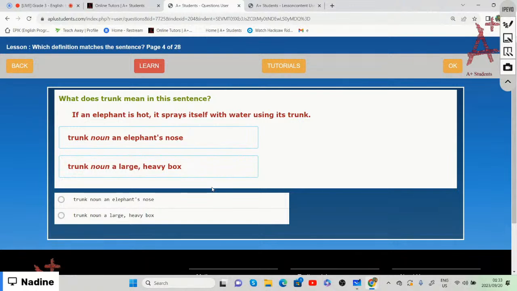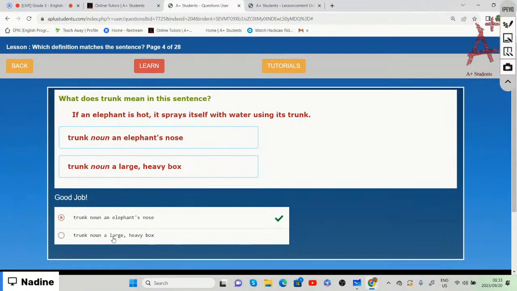An elephant's nose or a large, heavy box? So, in this case, if an elephant is hot, it sprays itself with water using its trunk. So, which means that it is an elephant's nose. Well done.